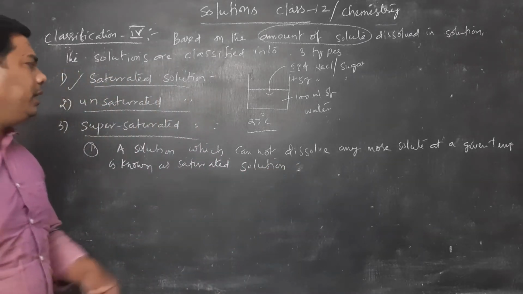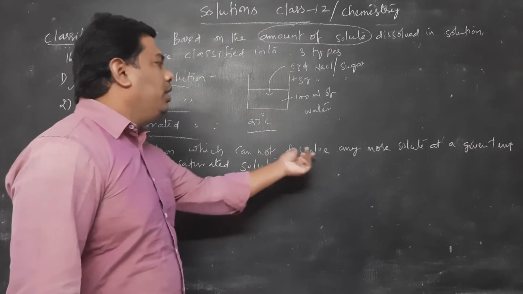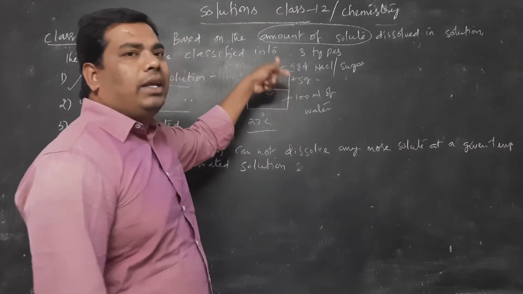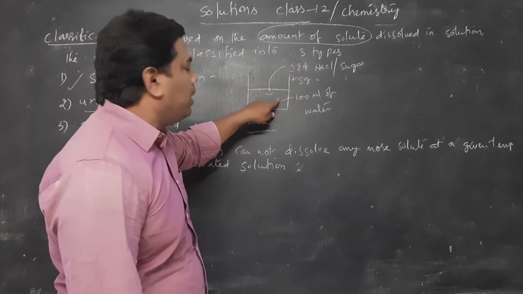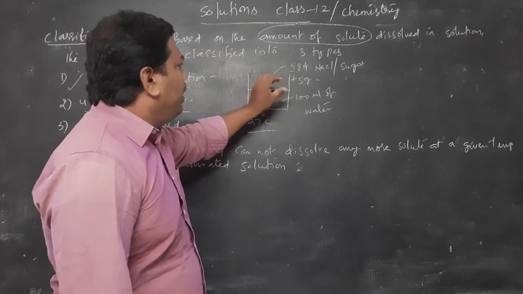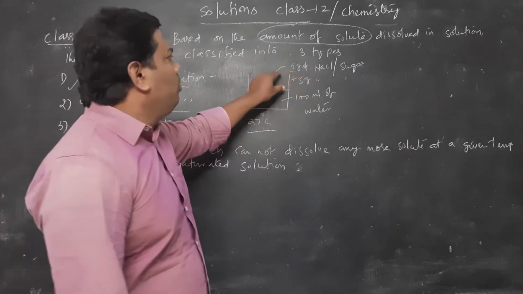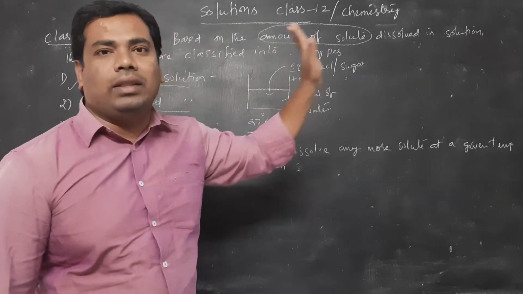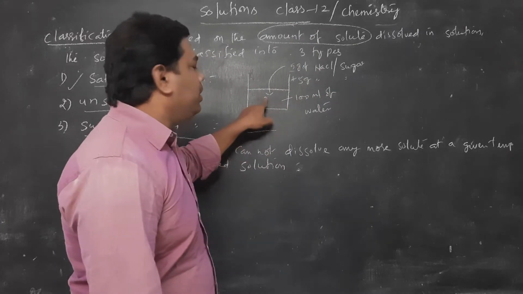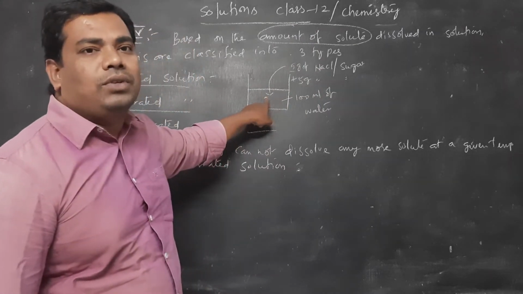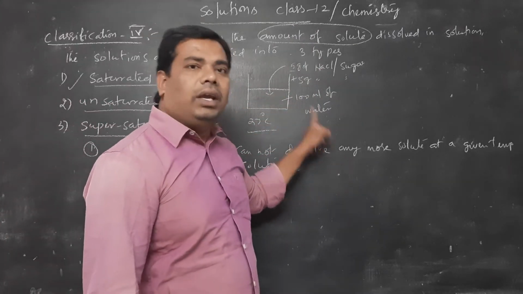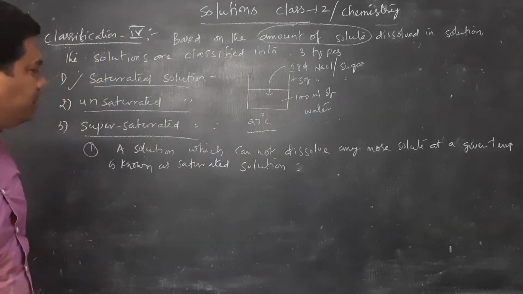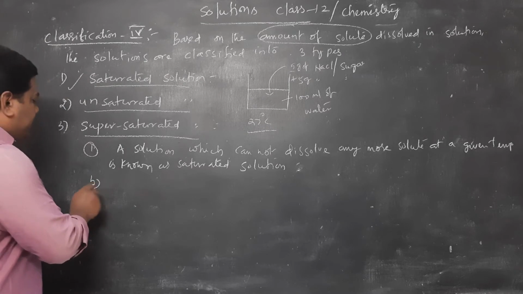Okay, clear, student, right? Means which cannot dissolve any more solute at a given temperature. We are adding sodium chloride or sugar to this 100 ml of water. At a certain point, the solute cannot be dissolved further. At this temperature, when no more solute can dissolve in this water, we call it a saturated solution. Is it clear? Right. Next.